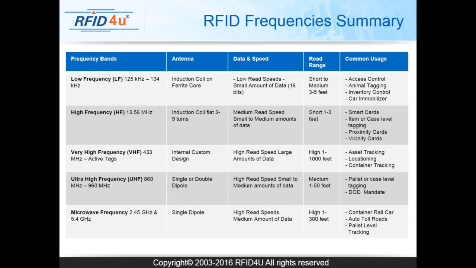And the microwave has high read speeds, a medium amount of data, and read ranges up to 300 feet, and it has been used for container, rail car, auto toll roads, and pallet level tracking. However, microwave is used very infrequently because it's an unlicensed frequency, and there are many other devices out there, your cordless phones, for example, all of which cause a significant amount of interference, which is unpredictable in the work environment. So you rarely are going to see microwave used within the standard RFID world.